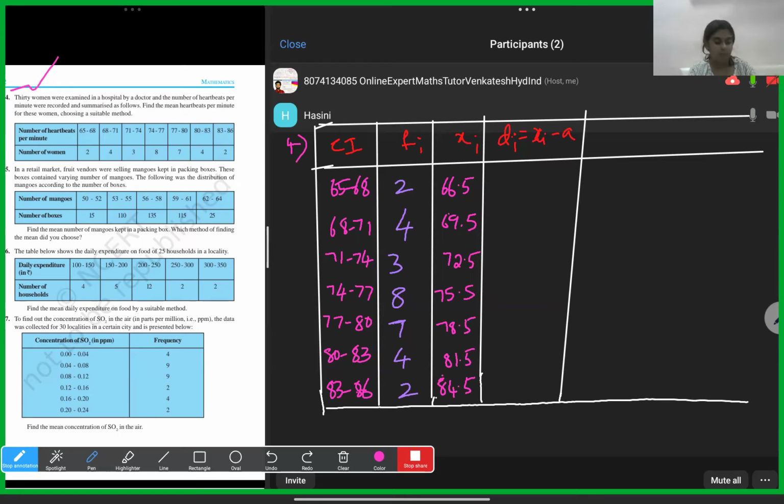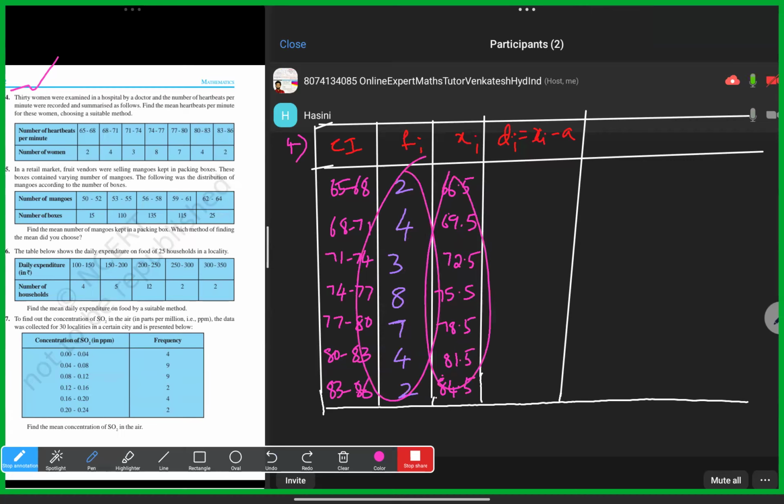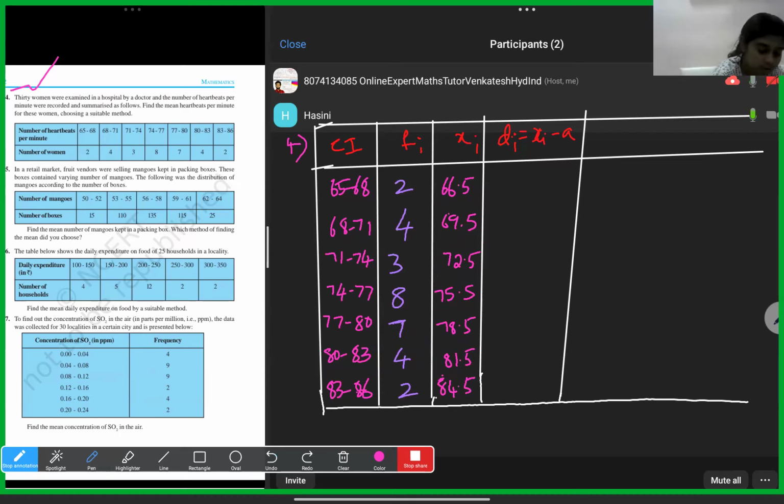So Hasni, some students will ask me why I cannot do a direct method. Direct method we can do it, Hasni. You can see you have to multiply these values, fi xi, which will take time. So we should prefer the direct method only if the xi values and fi values are almost single digit only.